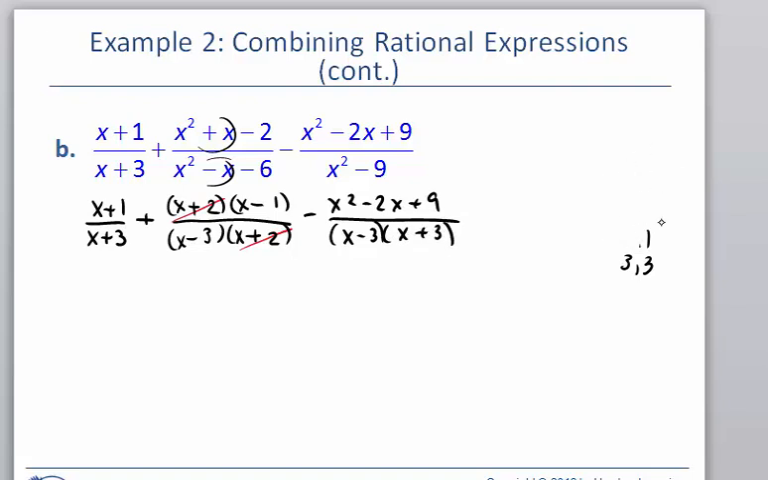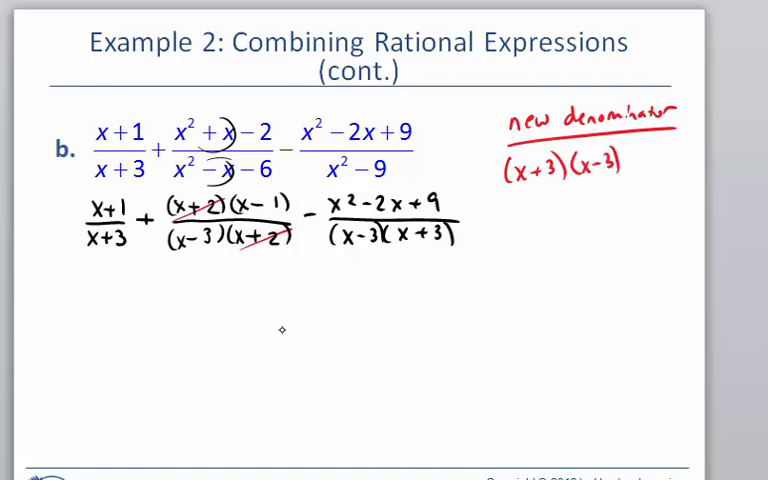Okay, so next up, we need a common denominator. So what does that common denominator need to be? It needs to be the product of our denominators with no repeats. So definitely an x plus 3, definitely an x minus 3. We've already canceled that x plus 2, so that one's gone. Here's an x minus 3, we've already got it. Here's an x plus 3, we've already got it. Okay, so our new denominator will just be x plus 3 times x minus 3.